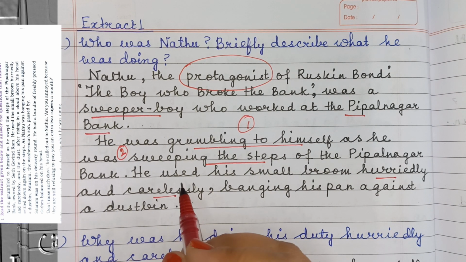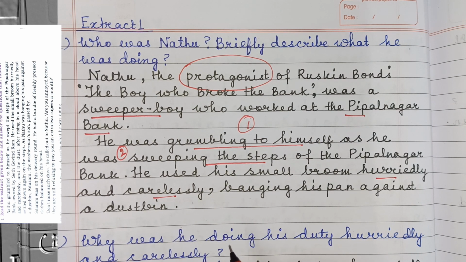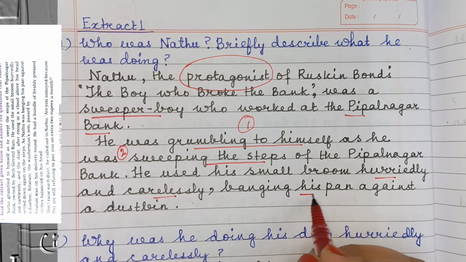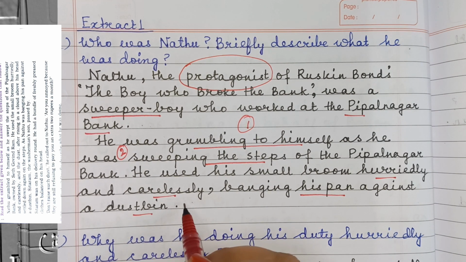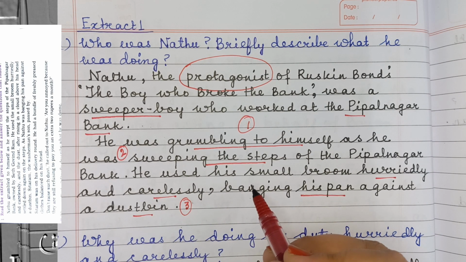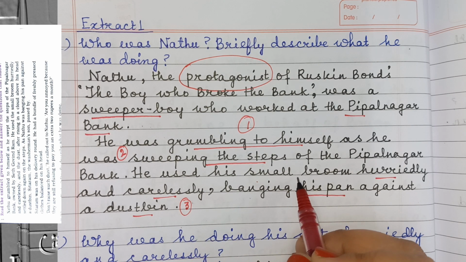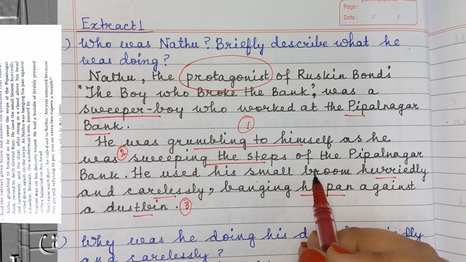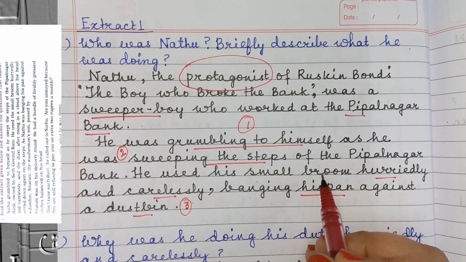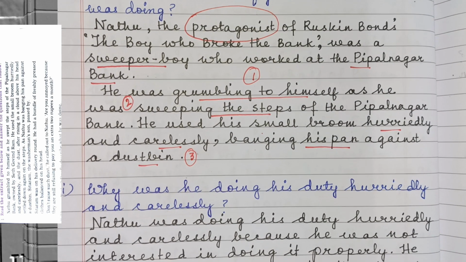और वो अपना काम कैसे कर रहा था? Hurriedly or carelessly. Banging his pan against a dustbin. So he was also banging his pan against a dustbin. Number 3. इन सारे points को अपने answer में जरूर highlight कर देना. So this is the first question. Brief answers. The length of the answers is going to vary, so don't worry about the length. It will depend on the questions available.